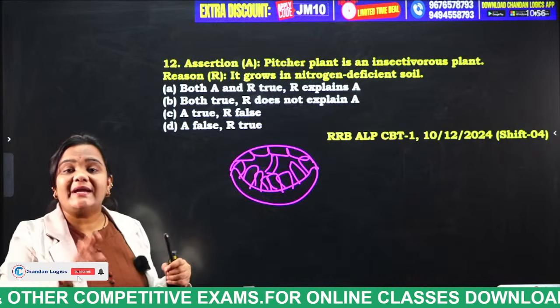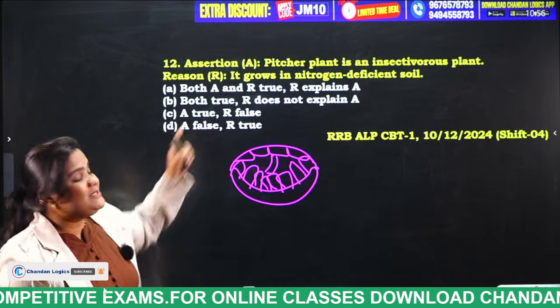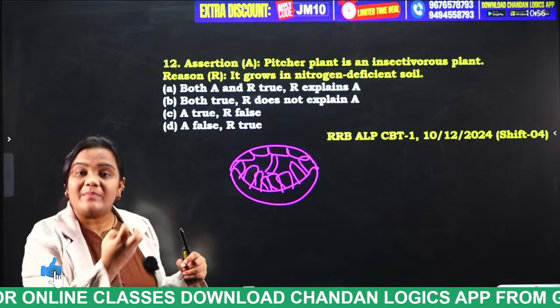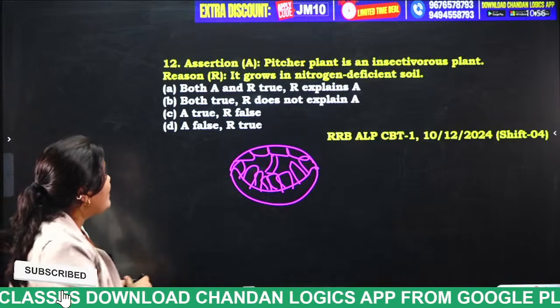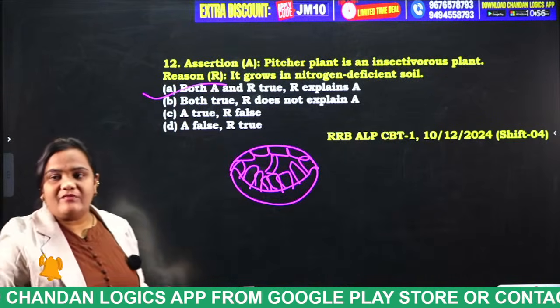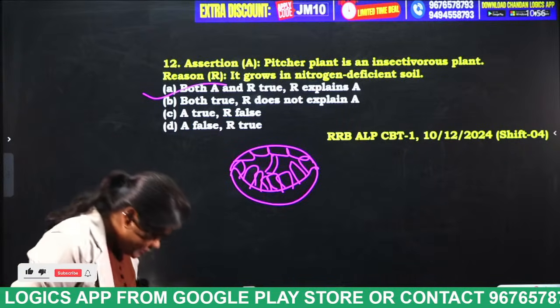Insect eating plant. What is that plant? Pitcher plant. Why is it eating insects? To take nitrogen from those insects. So what is the answer? Both A and R are true, and R explains A. Very good. Next question.